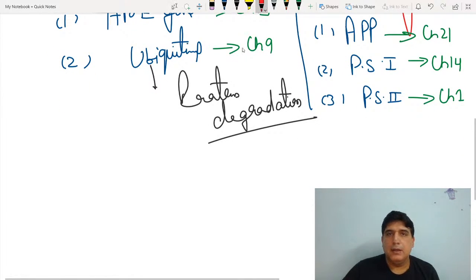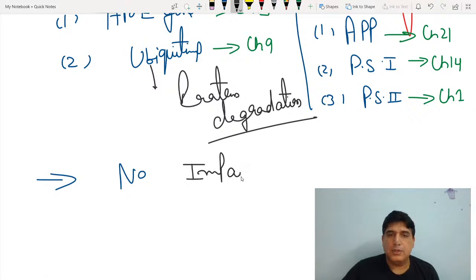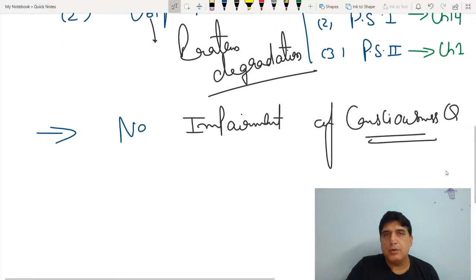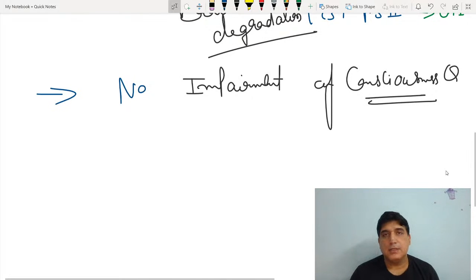Okay. Another important point, that there is no impairment of consciousness. Dementia is an organic disorder, a neurocognitive disorder. Despite that, we don't have any impairment of consciousness, because one of the characteristics of organic or neurocognitive disorder is what? Impairment of consciousness. Dementia is a neurocognitive disorder. Despite that, there is no impairment of consciousness.